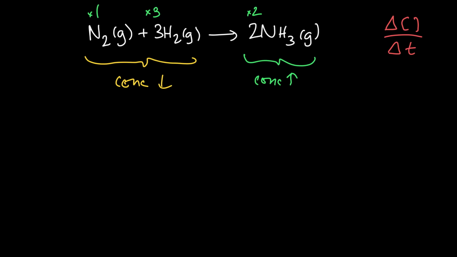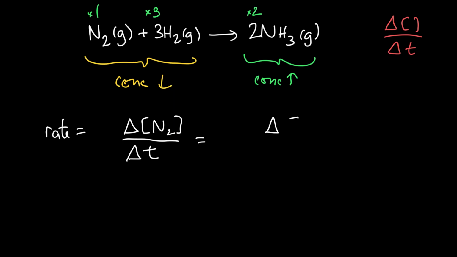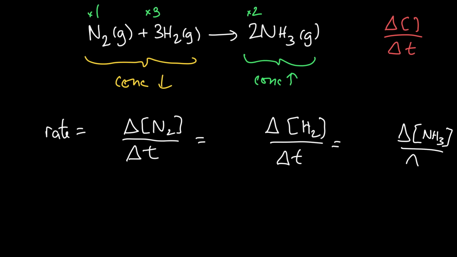Because of that, we don't want to have to say this is the rate with respect to nitrogen or hydrogen or ammonia. We are going to define rate in such a way that it doesn't matter what we look at. Here's how we're going to do it. We start off by saying rate equals the change in concentration over the change in time. So we have the change in concentration of nitrogen, the change in concentration of hydrogen over the change in time, and the change in concentration of ammonia, NH3, over the change in time.